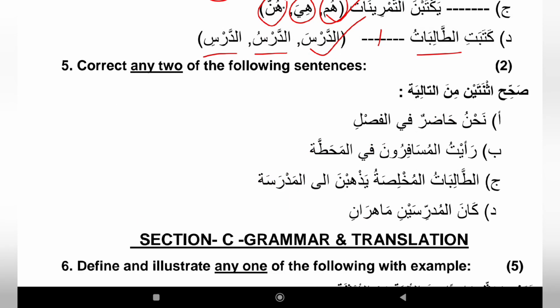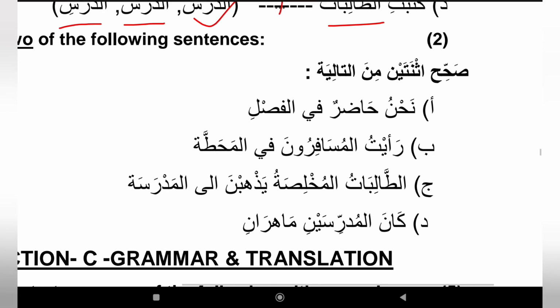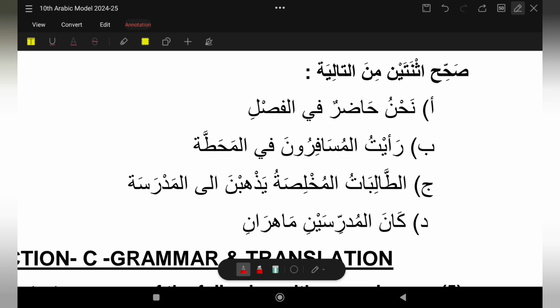And then the fifth question. Correct any two of the following sentences. Nahnu halirun fil fasl. Here the mistake comes at halirun. You know halirun is singular. Nahnu is plural. So you have to write haliruna, because it is plural.